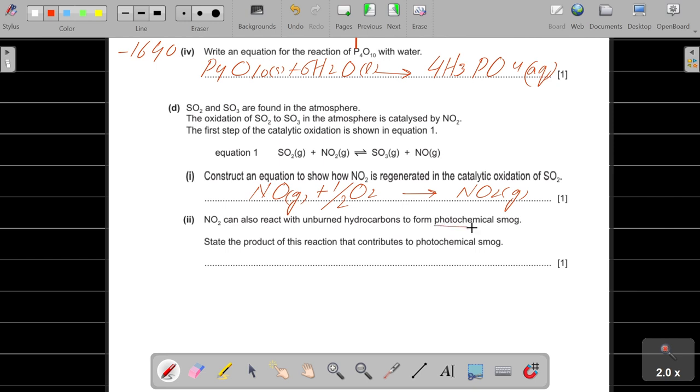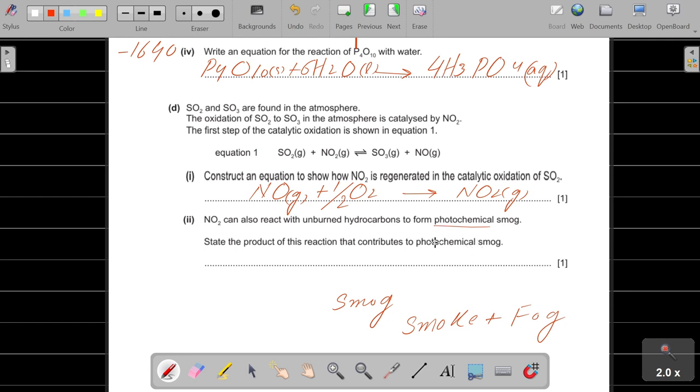Photochemical means those reactions that take place in the presence of light. Smog is actually a combination of smoke plus fog, common in Lahore, Pakistan. So it becomes smog, dangerous for health, especially for the respiratory system and eyes. State the product of the reaction that contributes to photochemical smog.